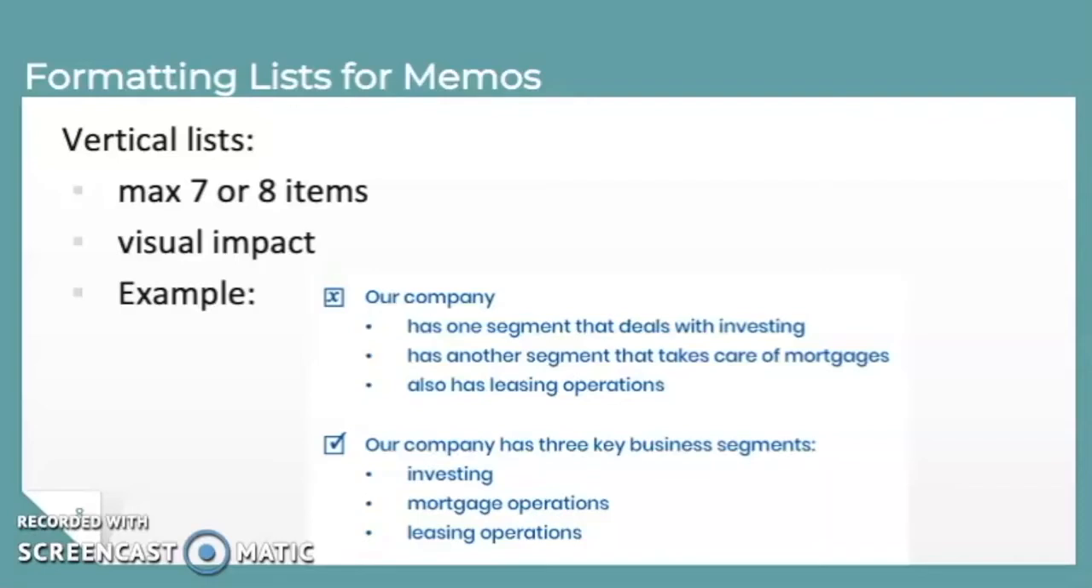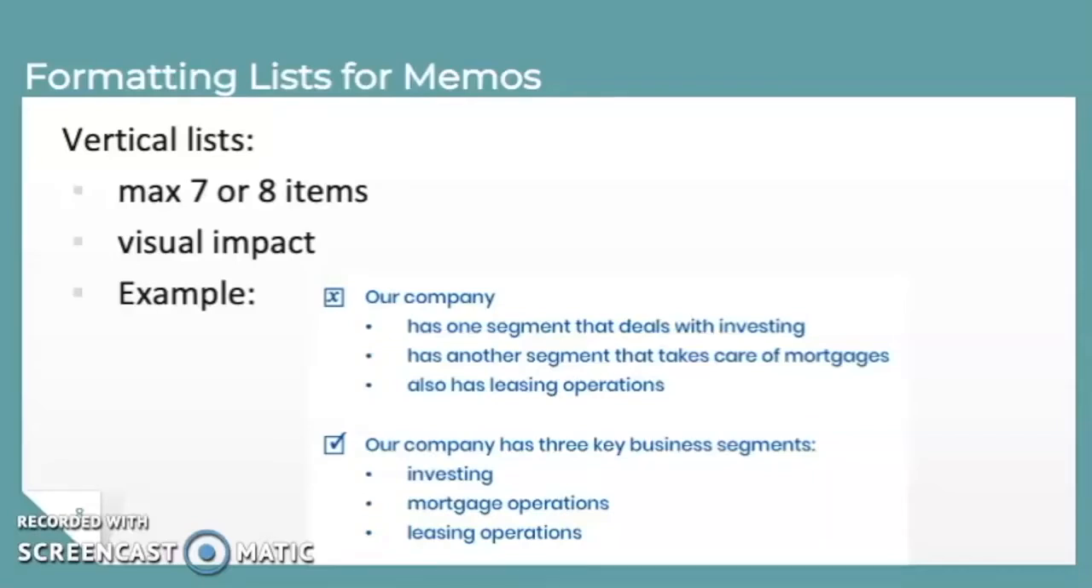A wrong way to do a vertical list would be like this. Our company has one segment that deals with investing, has another segment that takes care of mortgages, also has the leasing operations. What would be more appropriate would be: our company has 3 key business segments: investing, mortgage operations, and leasing operations. You can more easily read the second list.